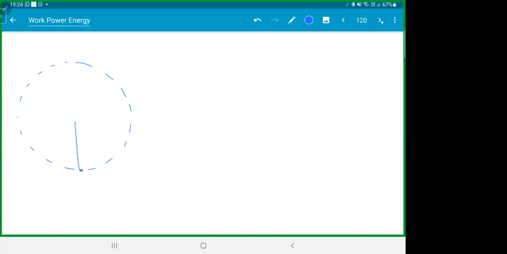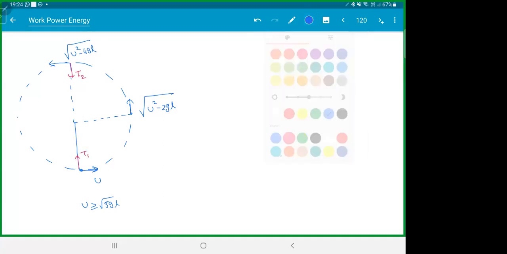So at the highest point, if you're giving speed u, where u is greater than or equal to root 5 GL, minimum this much speed you should give. When you come to the horizontal position, the speed is root over u square minus 2 GL. This just comes from conservation of energy. At the highest point, the speed is root over u square minus 4 GL. So if you look at the string here, this is the tension at the highest point, and T1 is the tension at the lowest point. This is what you'll observe.